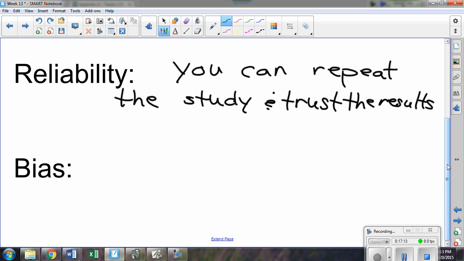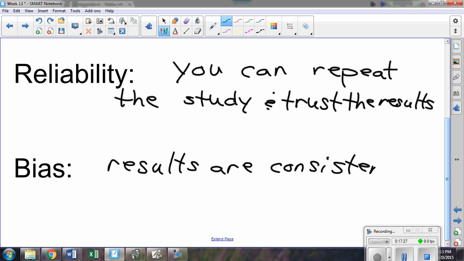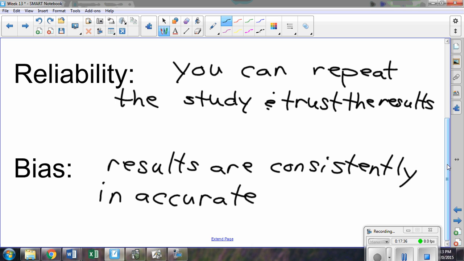Bias is of course negative, and it's something that we need to avoid. Bias occurs when you have results that are consistently inaccurate. Maybe they're too high, maybe they're too low. All right, so let's look at this as an example. When I weighed myself this morning, I was 197 pounds.